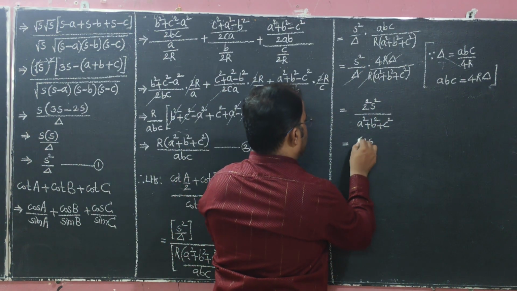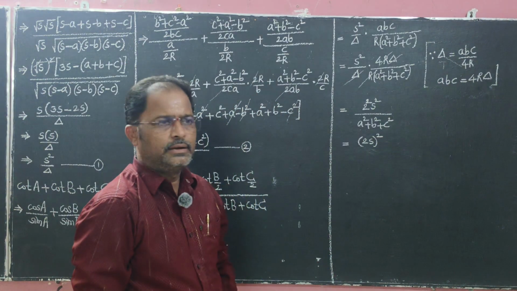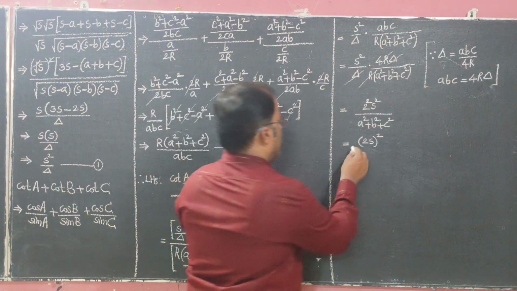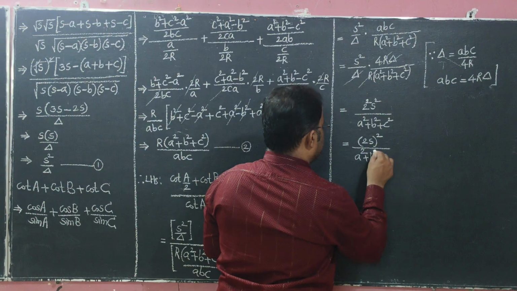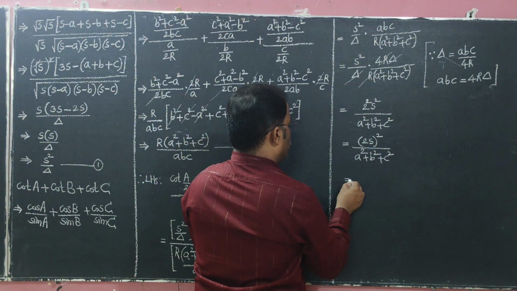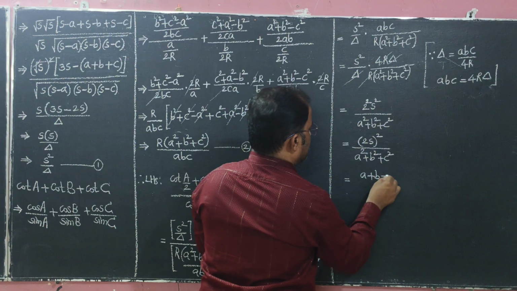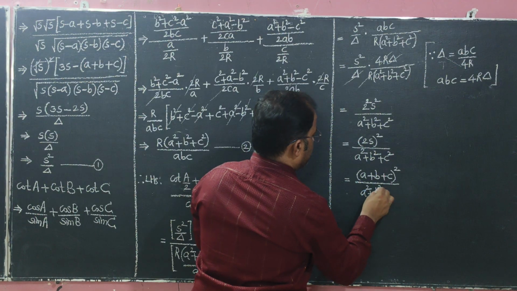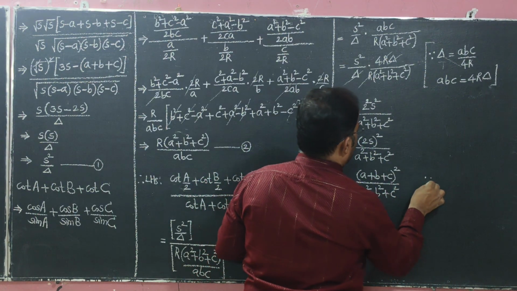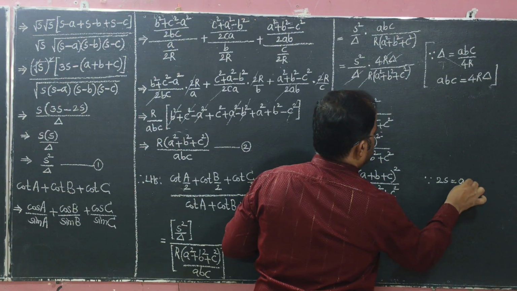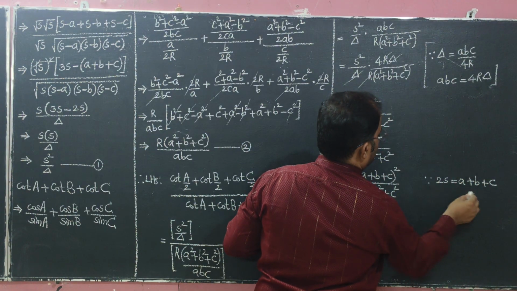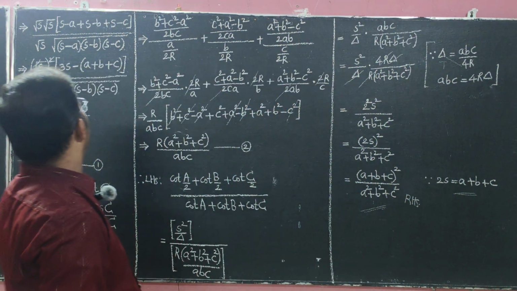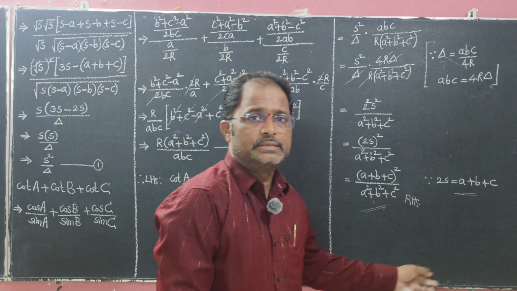2 square S square can be written as 2S to the whole square, and the denominator again as it is, a square plus b square plus c square. Clear? So we know the formula of 2S: 2S is a plus b plus c. So this is the RHS: a plus b plus c whole square by a square plus b square plus c square.